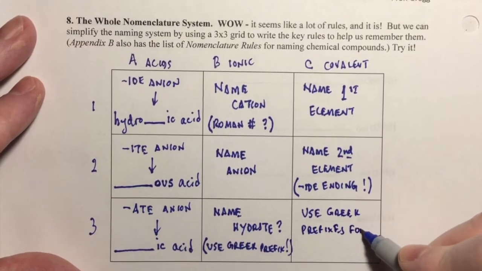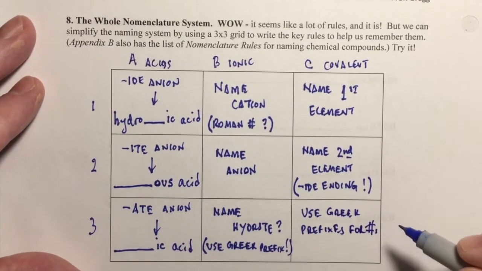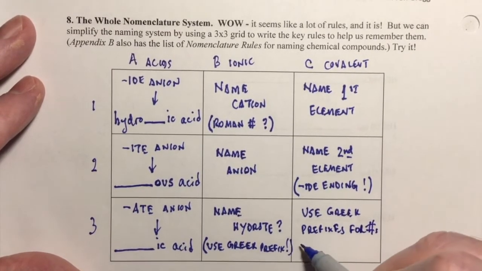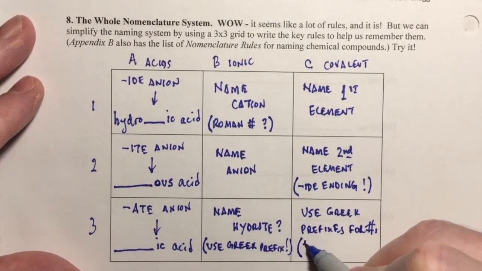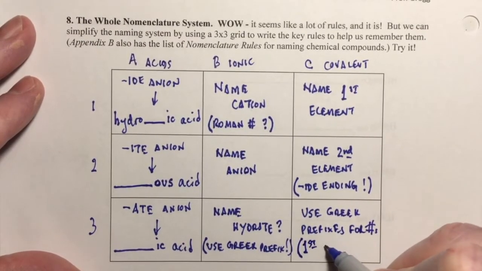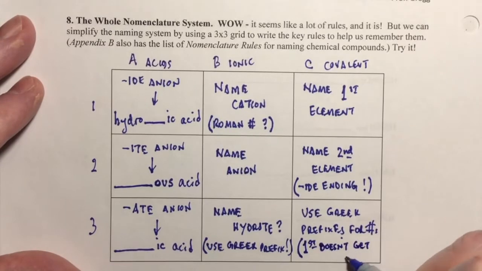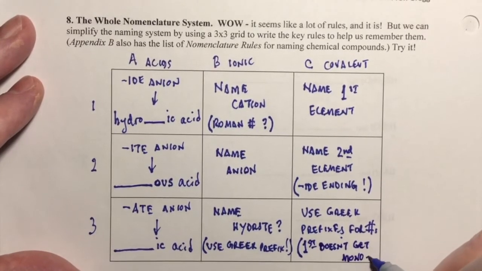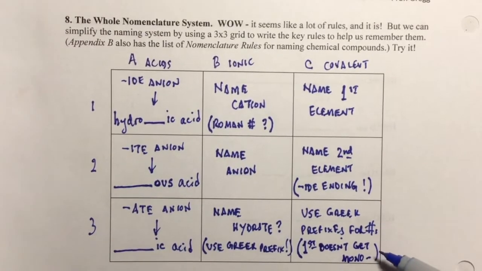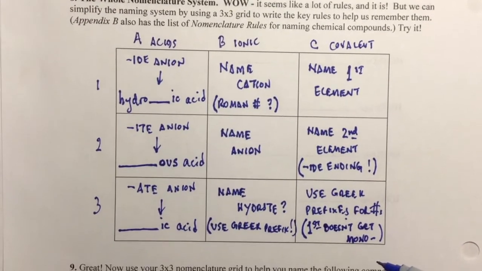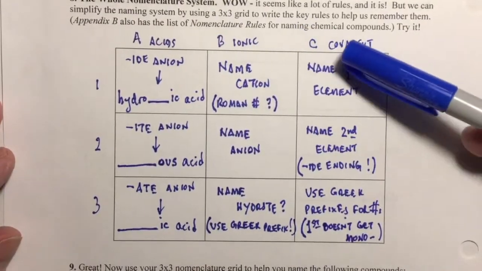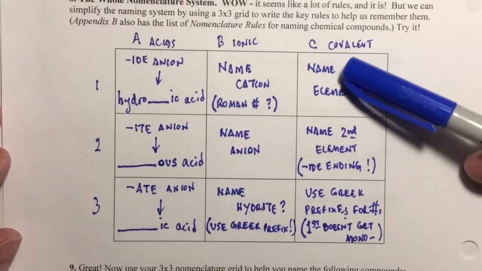for the numbers of each, with the exception that the first element does not get the mono prefix. So the first element never gets mono. So that's the whole system right there. 3 categories, 3 rules for each category.